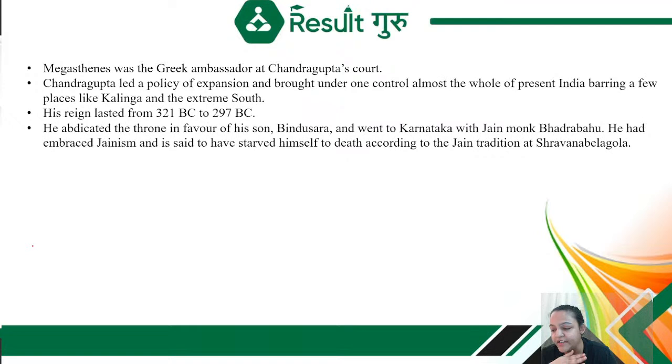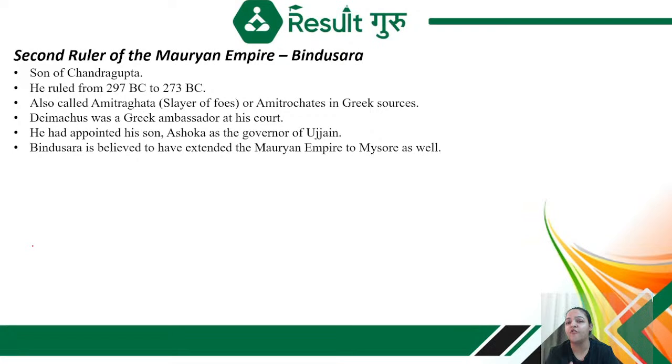Now, who is the second ruler of Mauryan Empire? The second ruler of Mauryan Empire was Bindusar. He was the son of Chandragupta Maurya. He ruled from 297 to 273 BC. He did not rule for a very long time, alright. He is also known as the Amitra Ghata, which means slayer of foes, someone who has killed all his enemies. He is also known as Amitroshades in the Greek sources, which again means the same thing, someone who has killed all his enemies.